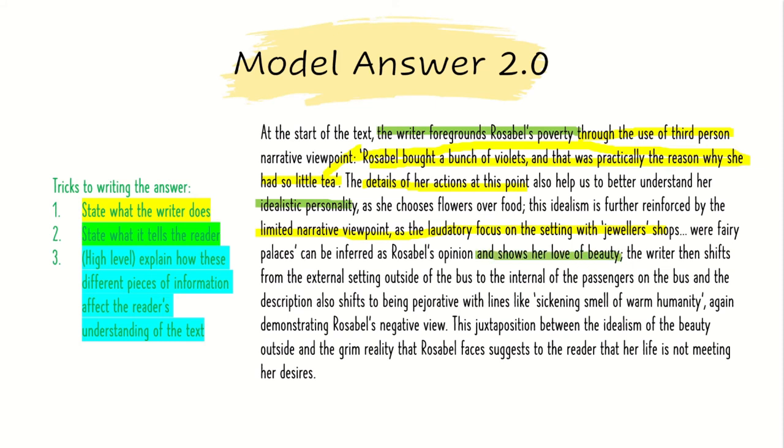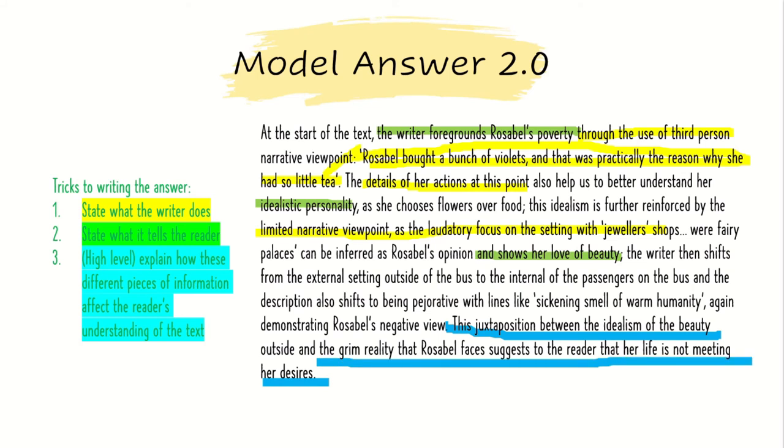The writer then shifts from the external setting outside of the bus to the internal of the passengers on the bus, and the description also shifts to being pejorative with lines like "sickening smell of warm humanity," again demonstrating Rosabelle's negative view. This juxtaposition between the idealism of the beauty outside and the grim reality that Rosabelle faces suggests to the reader that her life is not meeting her desires. That last line there, that's my first blue, where I am looking at how multiple techniques are combining in order to create an additional effect. Now, this is what you will often find in your answers, this color coding where it keeps going green, yellow, green, yellow, green, yellow, blue, because obviously to be able to look at how different pieces of information come together, you have to look at the different pieces of information separately first.